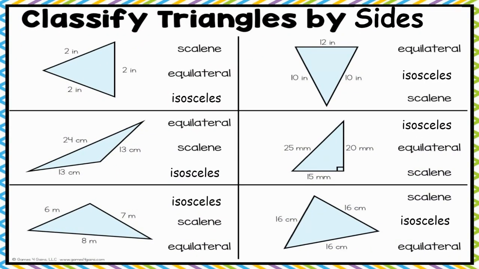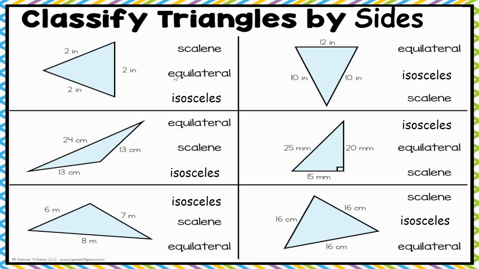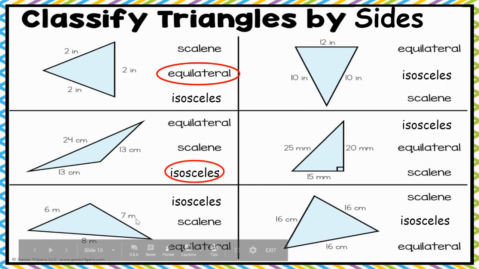Let's look at categorizing by sides. This one here, all 3 are the same length, and so we have an equilateral triangle because they're all equal. Here, 2 of them are the same length. So we think of that S, different letter, S. It's an isosceles triangle. Here, they're all 3 different lengths. And in that case, we have a scalene.